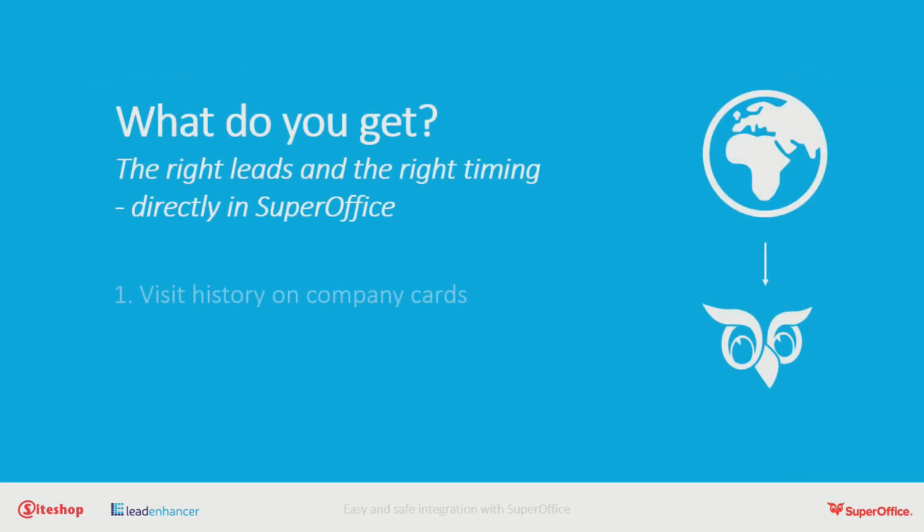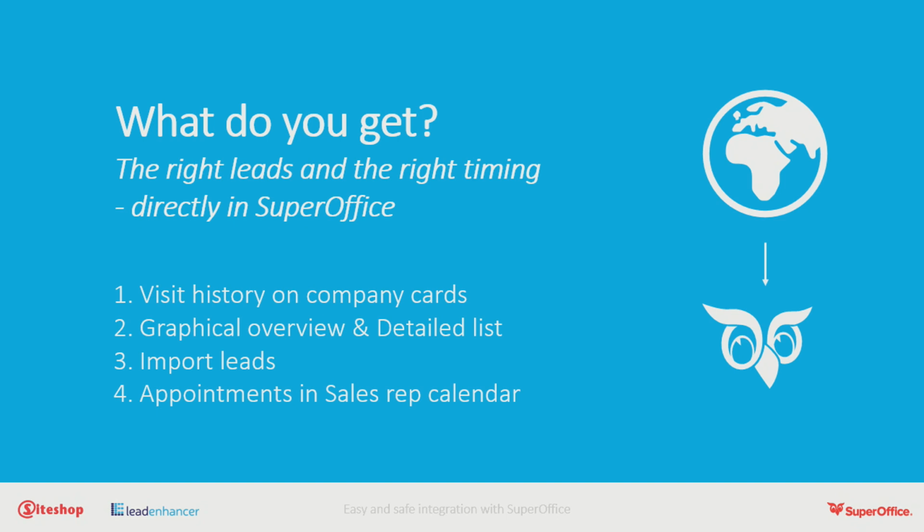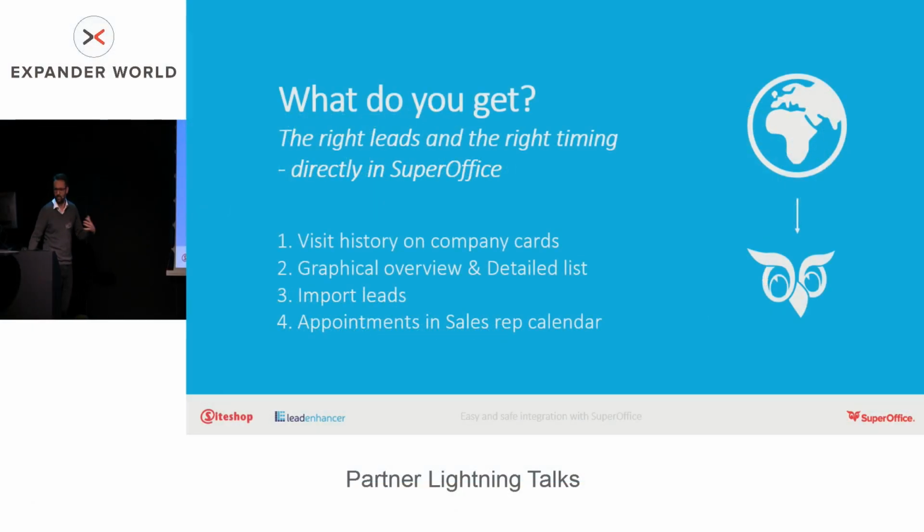And what do you get besides the right leads at the right timing? Well, for all the contact cards you have in SuperOffice, you get visit history. You get a good overview in a chart and a dashboard I'll show you in a minute. You get a detailed list where you can pick the interesting leads and import them into SuperOffice. And you can also assign appointments to your different sales reps. So you can see, okay, this company visited our website a few times and asked for this product. Oh, so I think Christopher should know this.